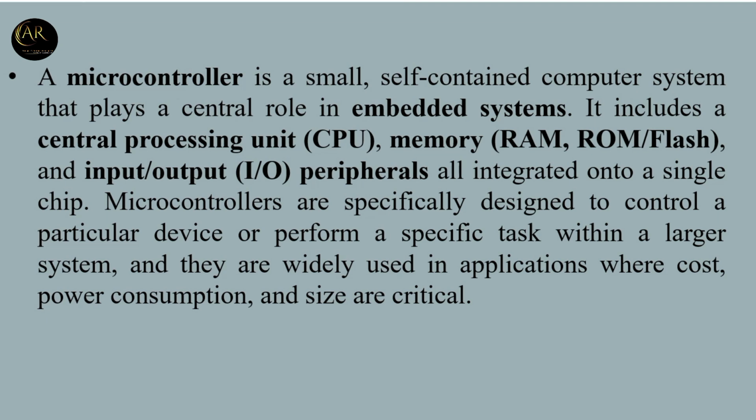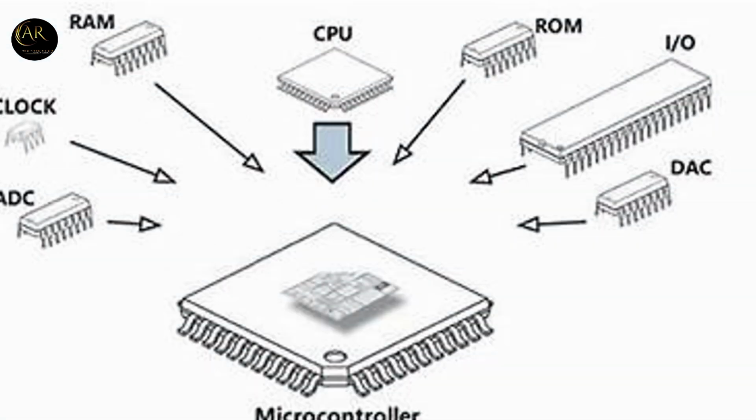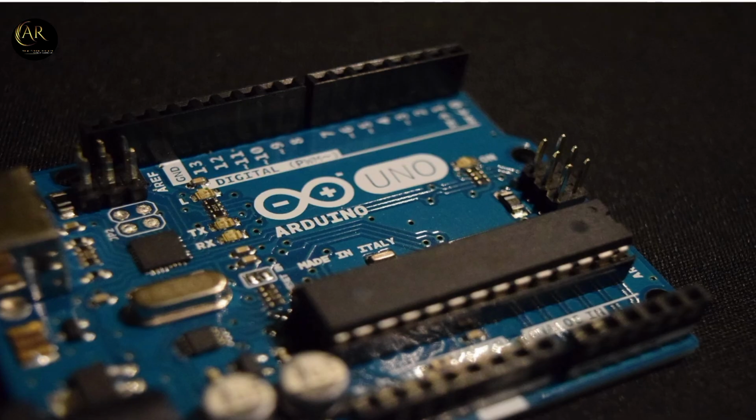It includes the CPU, RAM, ROM, and input-output peripherals. These microcontrollers are used to perform a particular task or function within a larger device. We use a small computer in larger devices to control them. This is a representation of how a microcontroller has all these in a single chip. And next, this is a basic microcontroller, that is Arduino. Every beginner can learn embedded systems by using a basic microcontroller, that is Arduino.